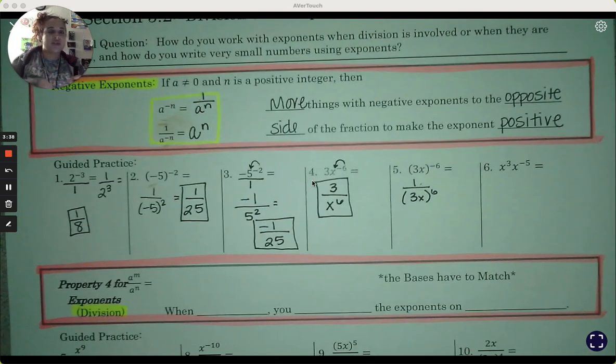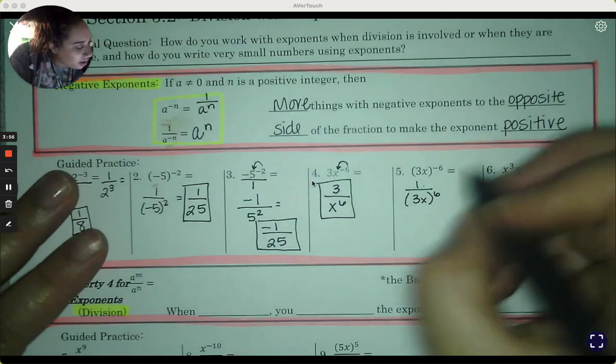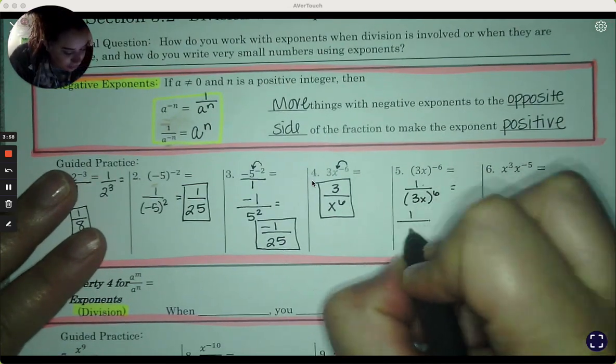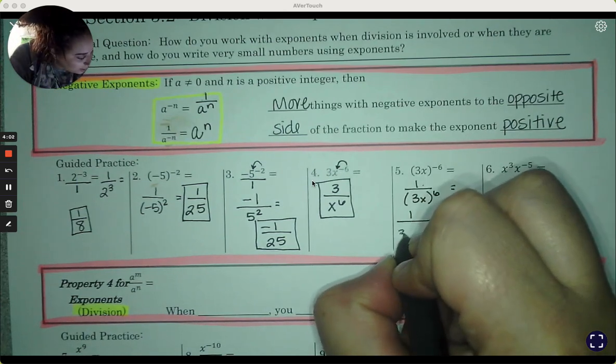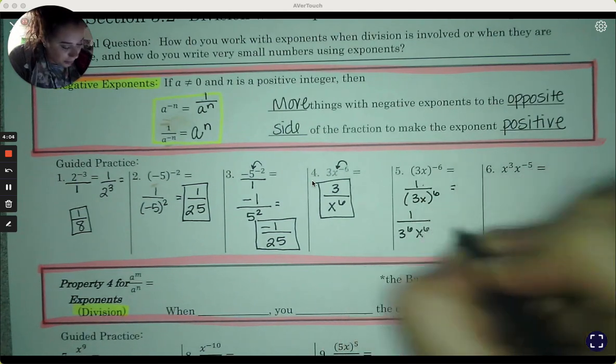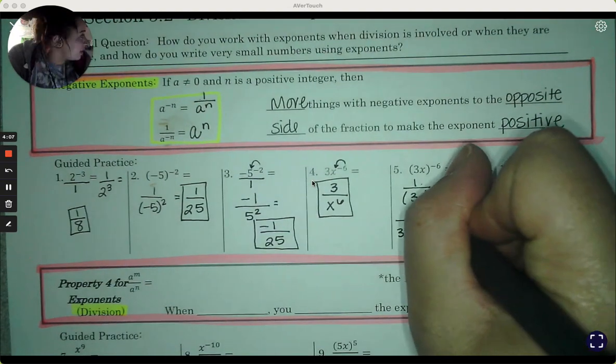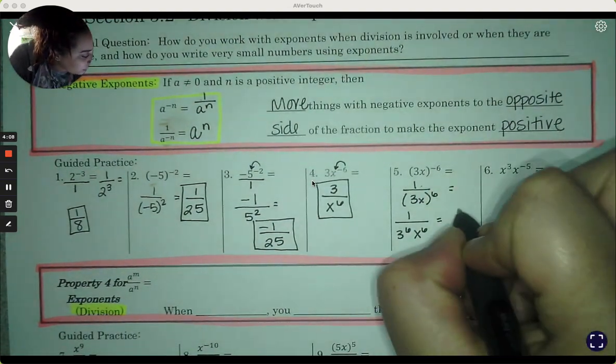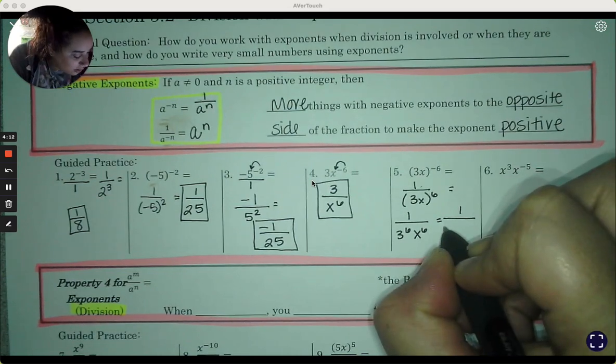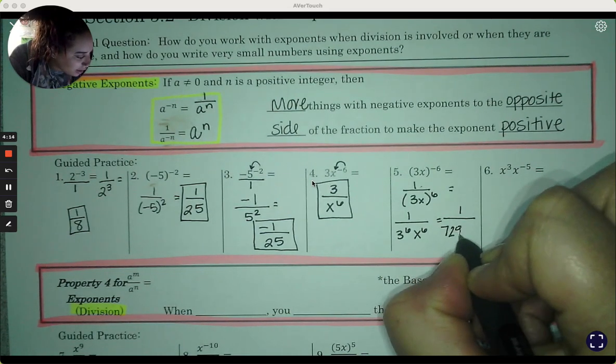Now this goes back to our last set of notes, okay? This is product of powers. So we have 2 things inside of the parentheses. We have an exponent on the outside. So everything inside the parentheses gets the exponent, including the 3. So it becomes 1 over 3 to the 6, x to the 6. Okay? And if you put 3 to the 6th in the calculator, you get 1 over 729 x to the 6th power.